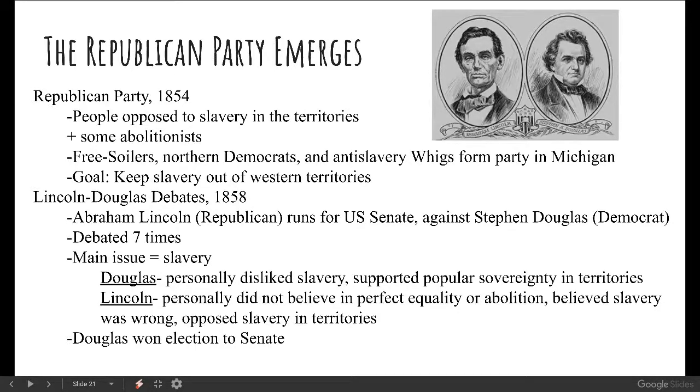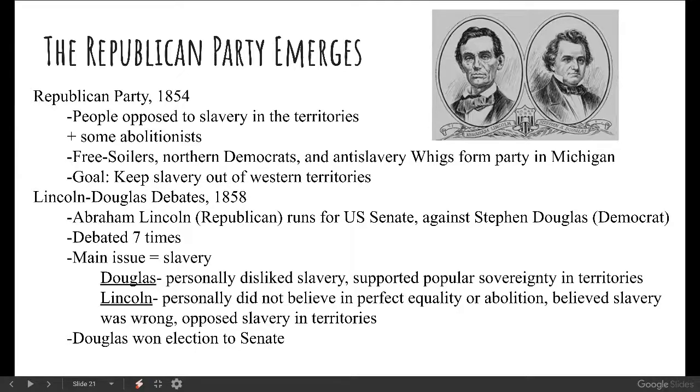We eventually get the evolution of the Republican Party in 1854. And this is going to be made up of people who are opposed to slavery in the territories, so that's the West, and some abolitionists. We're also going to see free soilers who would join with the Republican Party. Free soilers are going to get together with Northern Democrats and anti-slavery Whigs and form the official Republican Party in Michigan. Their major goal is to keep slavery out of the Western territories. So again, this is not abolition, which is getting rid of slavery altogether. This is just dealing with the Western territories, very similar to the free soilers.